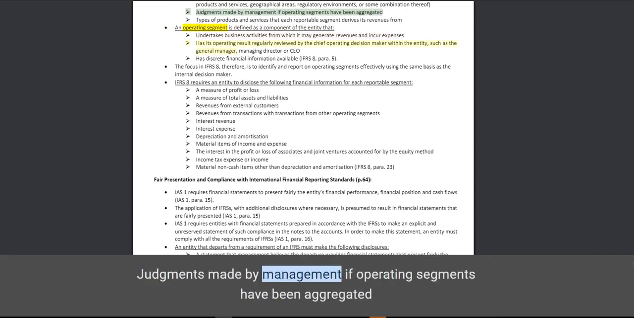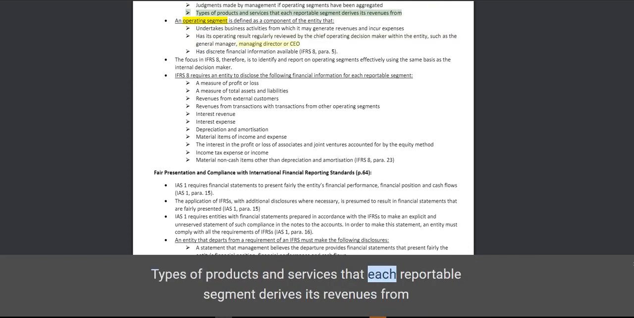Judgments made by management if operating segments have been aggregated. Types of products and services that each reportable segment derives its revenues from.